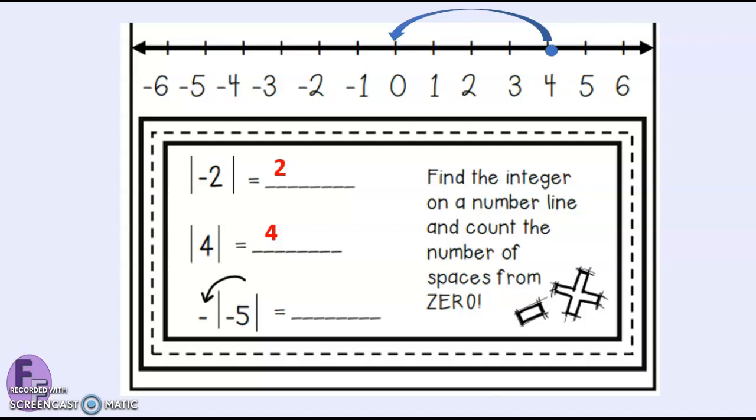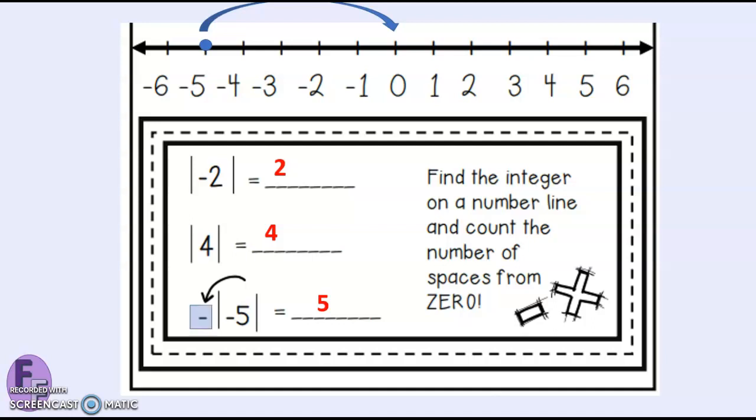This last problem is a little different. It's read as the negative of the absolute value of -5. The first step is to find -5 on the number line. Then count how far -5 is from 0. It's 5 spaces. Normally we would stop there because the absolute value of -5 is 5.